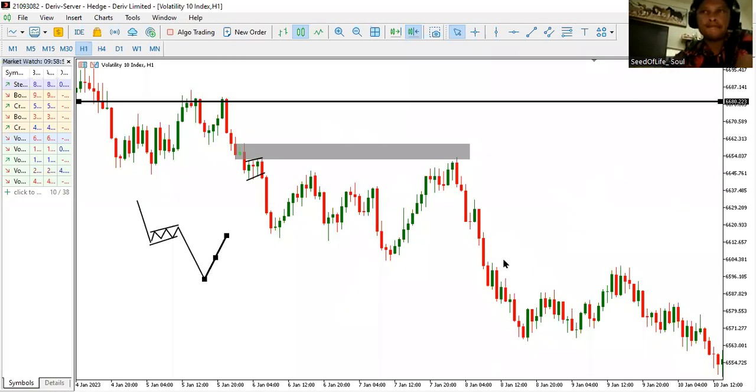So we have many potential continuation patterns, but not all of them work, and you only get them now and then. These patterns I'm showing you, when you go into the chart, you're going to get them.